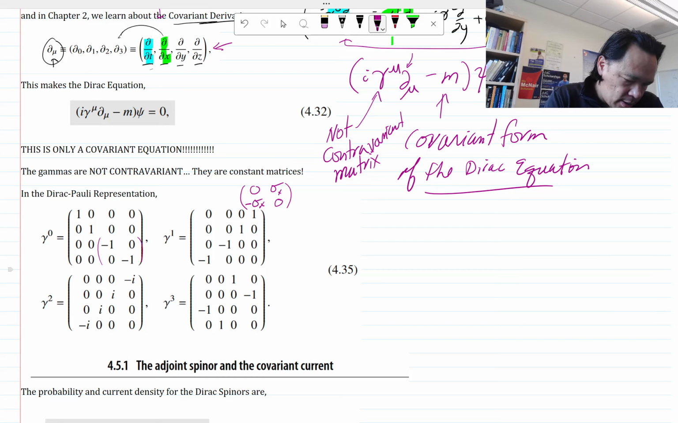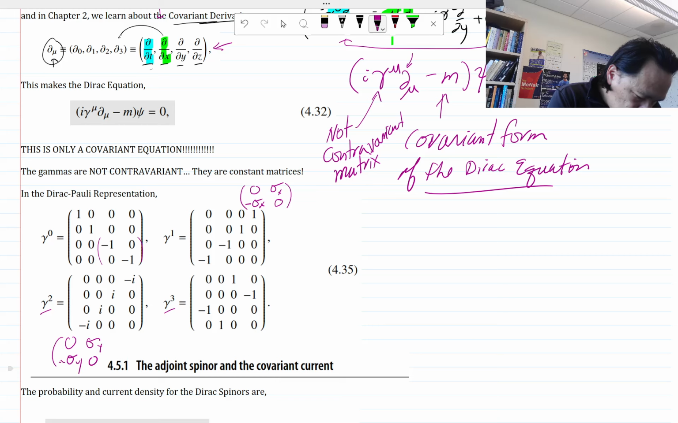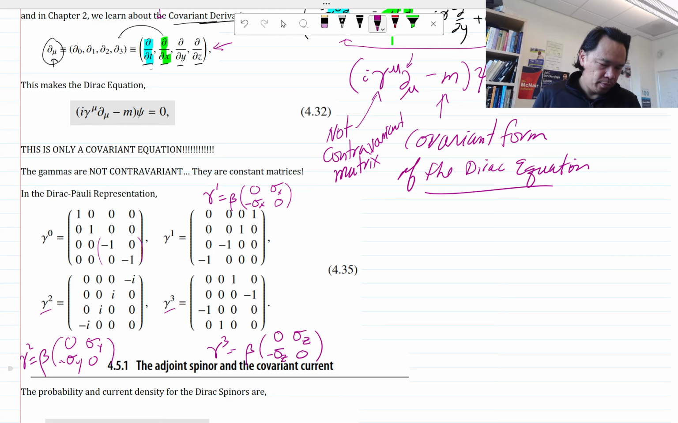And then gamma 2 and gamma 3 are the respective sigma y, negative sigma y, and this one is sigma z, negative sigma z. That's what these gamma matrices are. Oops, no, they're not, sorry. It's beta times that. That's what gamma 3 is. There's this beta multiplied by it, so I should not be too cavalier about it. This is going to be beta times gamma 2 equals gamma 2.